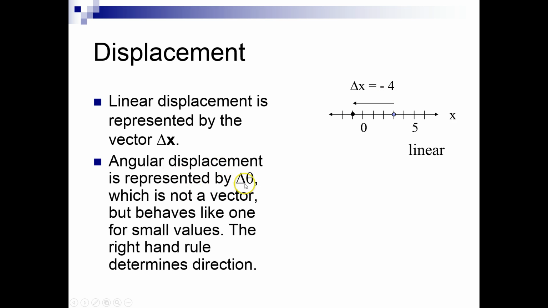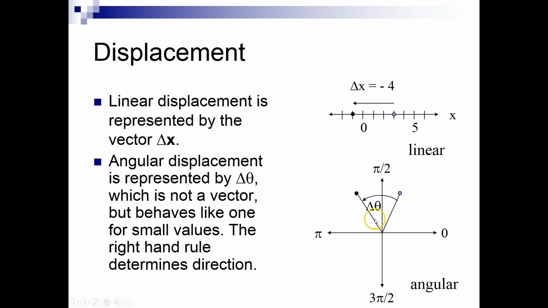Angular displacement is represented by delta theta, which is the angle. That's not a vector, so you have to be very careful. But it does behave more like one for small values, so we'll typically see these things happen in small values. The right-hand rule, which we'll do in a second, does determine the direction of that angular displacement.